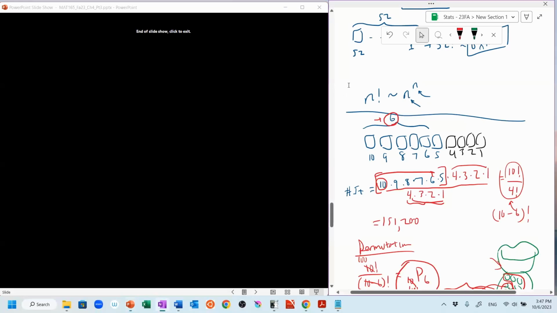Okay, so that wraps up our discussion on the counting rules, and that wraps up chapter 4. So again, on Tuesday, we'll start into chapter 5, take a glance through section 5.1, get an idea about discrete probability distributions, and we will pick up there on Tuesday.